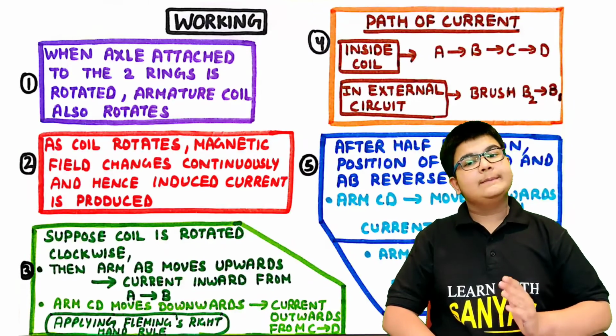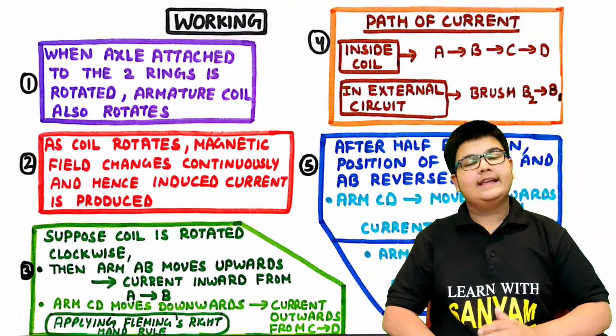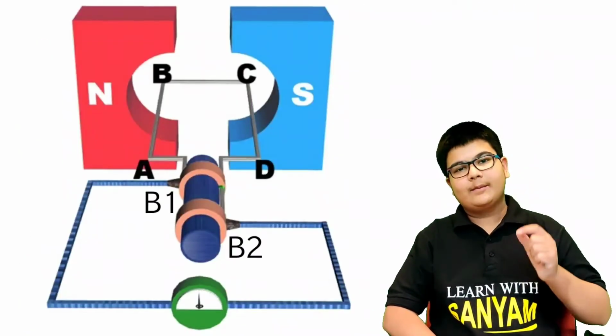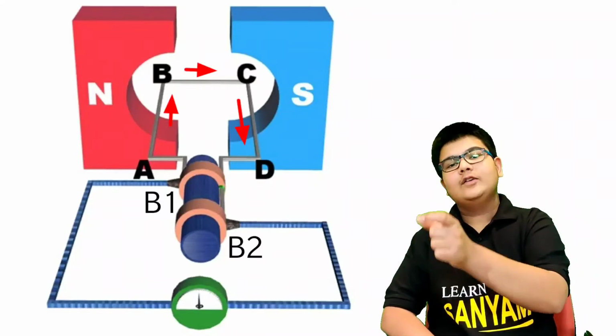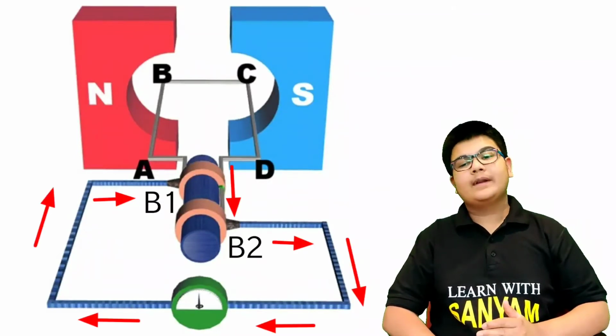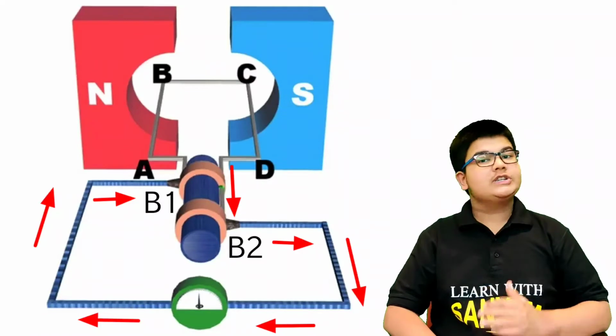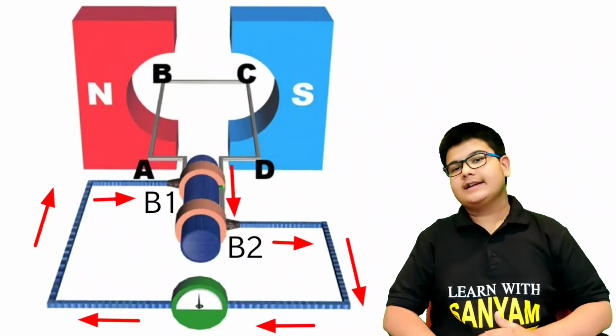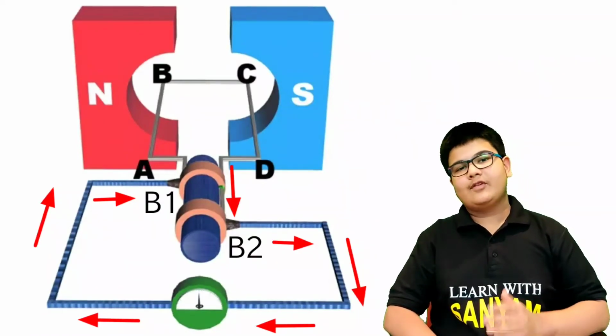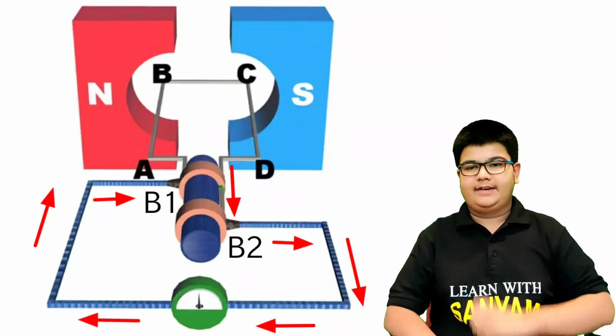Therefore, the path of current inside the coil will be from A to B to C to D. And then it will move to brush B2 and then to brush B1. So in the external circuit, the path of current will be from brush B2 to brush B1.